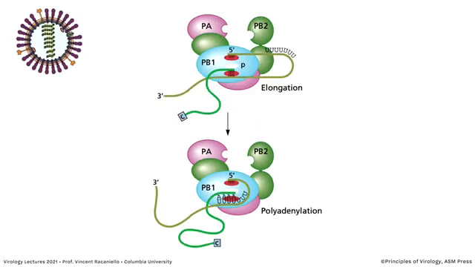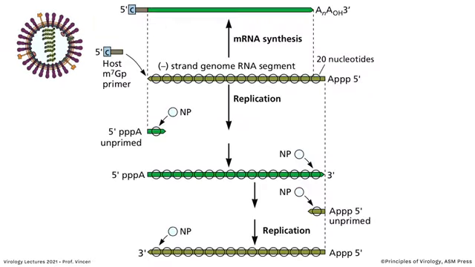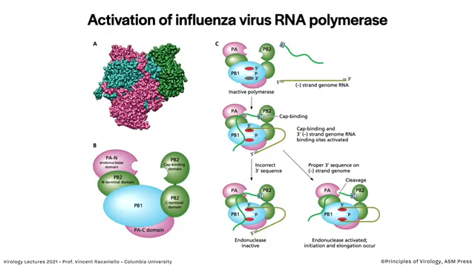I want to now tell you why the mRNAs all miss 20 nucleotides at their 3' end. Remember, let's go back and I'll show you that. Each mRNA doesn't go all the way to the 5' end of the viral negative strand RNA. And this slide will explain that.